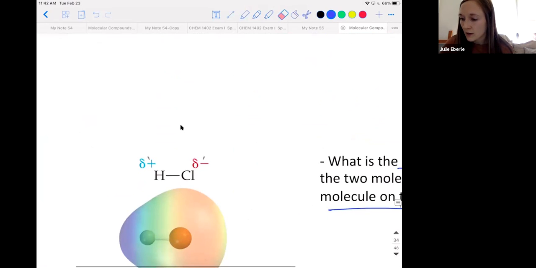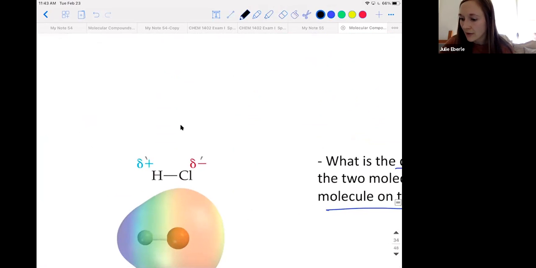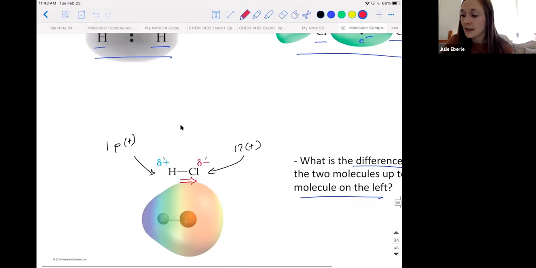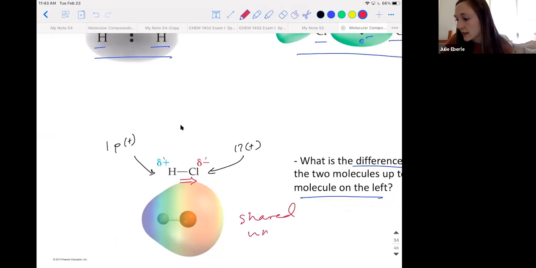Now we have 1 proton, which is a plus charge, in this hydrogen, and we have 17 protons in the nucleus of the chlorine. So which way do you think the electrons are going to be pulled? Yes, I see some pointing. They're going to be pulled towards the chlorine. So here's the deal. Now the electrons are still shared, but they are shared unevenly. They have a gravity to pull towards the chlorine.